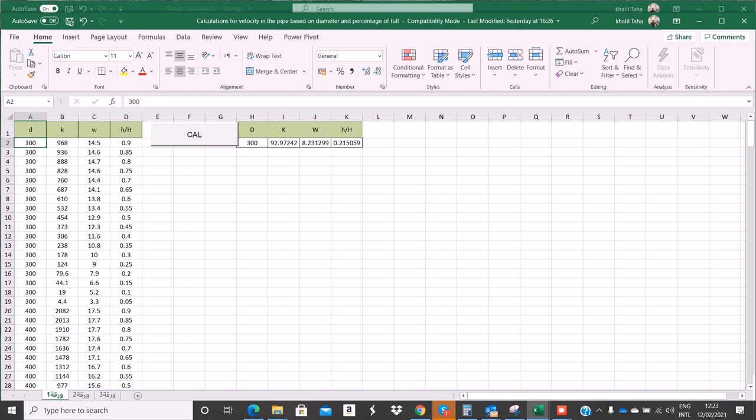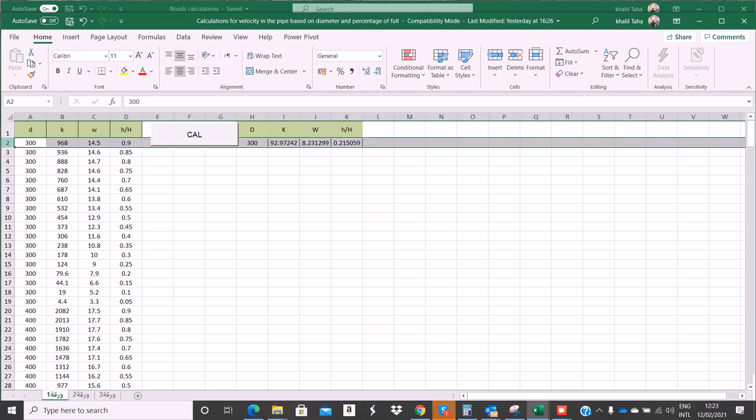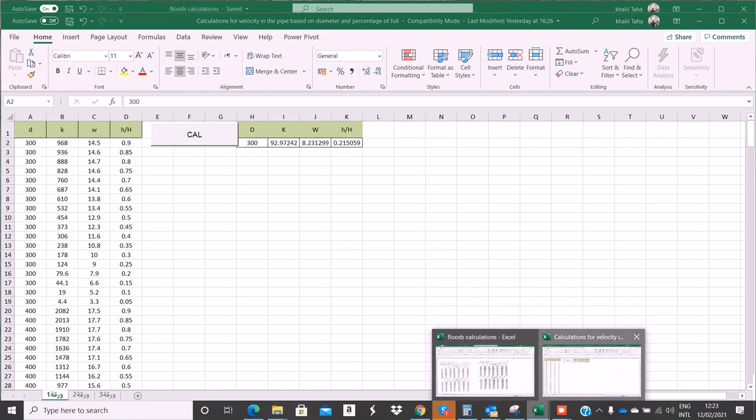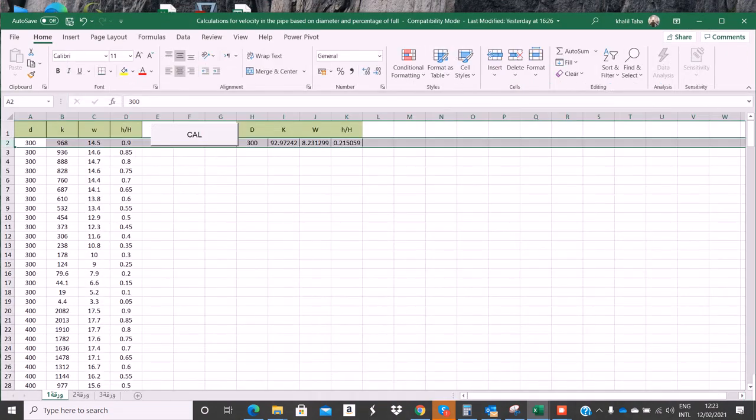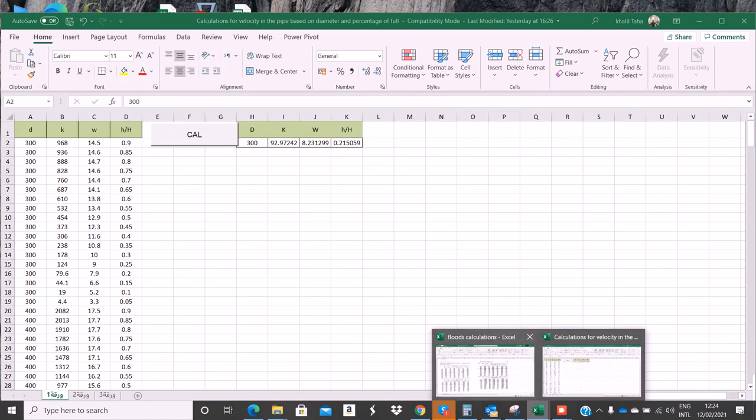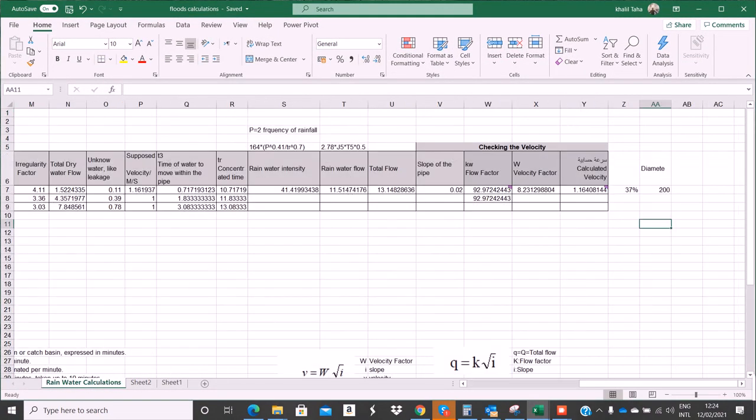Maybe I need time to re-input all of 200 and 250 again, because maybe this is designed for concrete. This sheet is designed for concrete, if you notice, not for polyethylene. If you notice the N, this figure is related to concrete pipes. But anyway, this is the method. This is the way that we are using to calculate the diameter of the pipe.